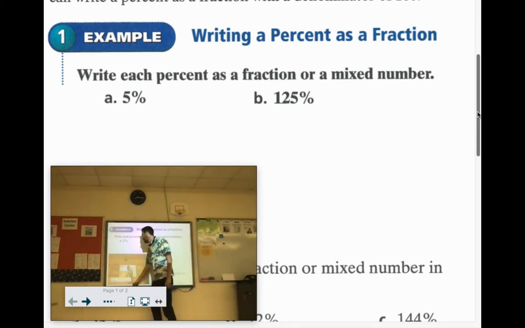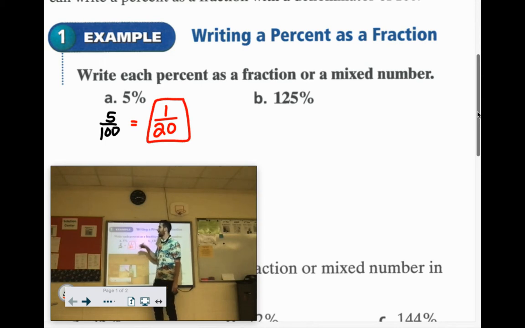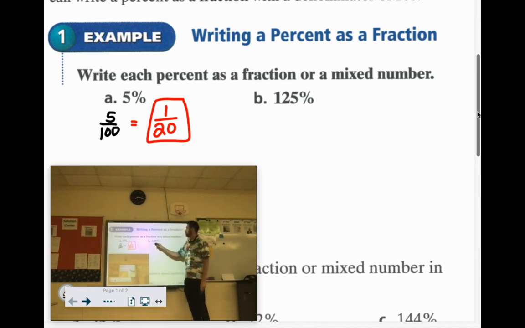So 5% will be 5 over 100, and then you always see if you can simplify. Those are both divisible by 5, so it would be 1/20. You can always check in your calculator, actually, not yet, because you don't know what 5% looks like yet on the calculator, maybe. Over here, 125% would be 125 over 100.